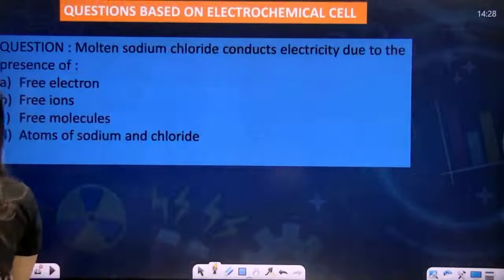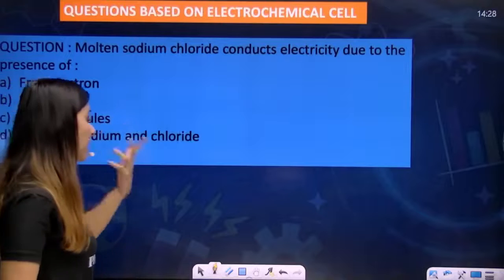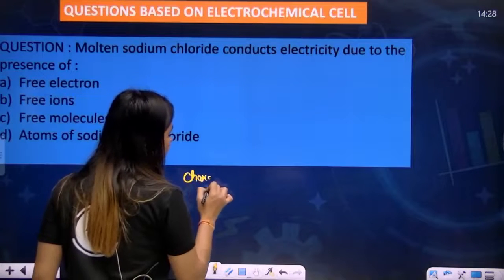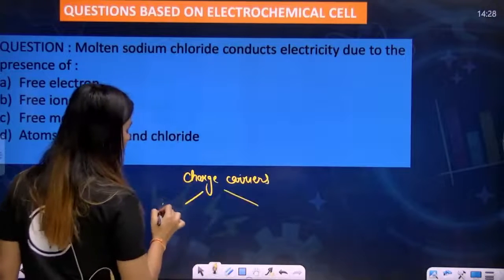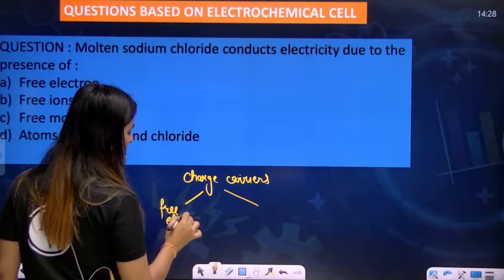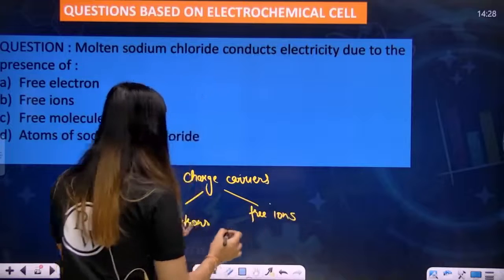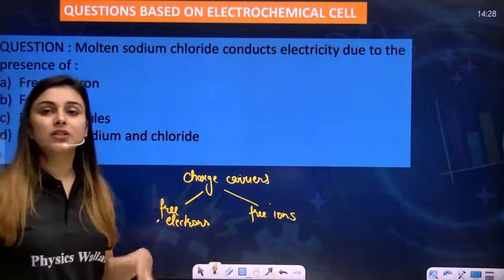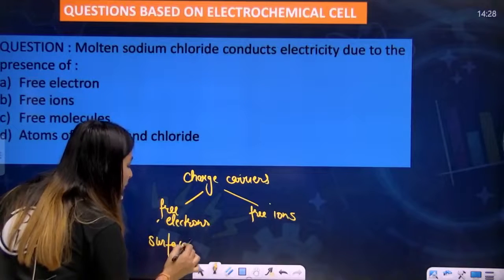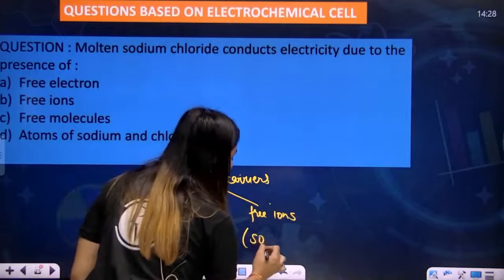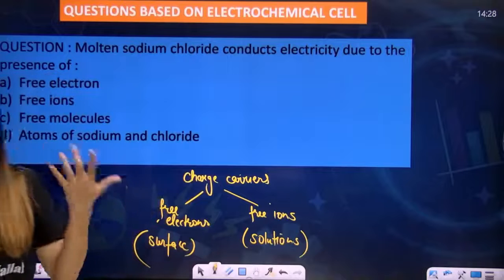Next question says that molten sodium chloride conducts electricity due to the presence of. See, my dear students, whenever you talk about charge carriers, there are majorly two types of charge carriers. One is free electrons and one is free ions. Electrons actually carry the charge on the surface only. But in a solution, free ions actually carry the charge, not electrons. Electrons cannot be present in the solution.